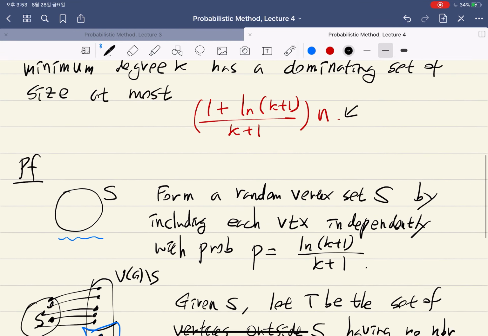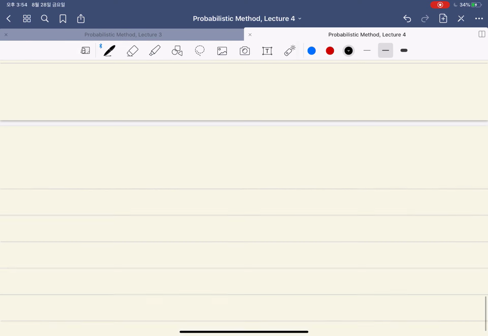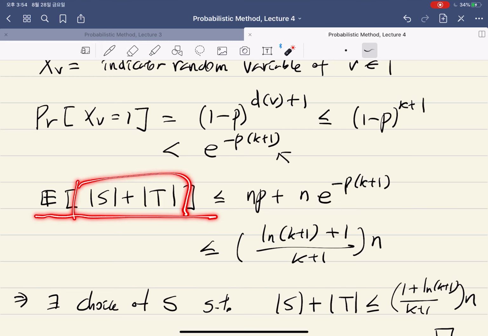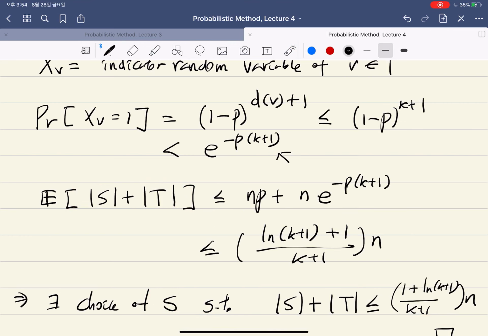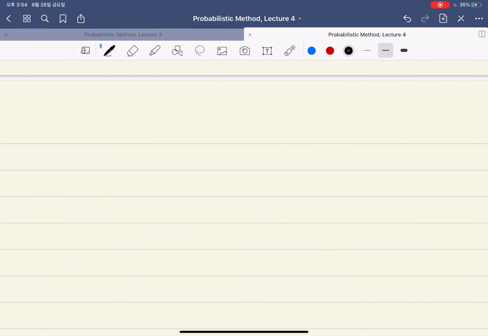So like this, we can actually add the vertices. So modification could be deletion or addition. And we take the expectation of the final object, which implies that there is a choice of S. We don't care how large S is, but together with T, it's at most this much. So that's one example. And let's consider another example.